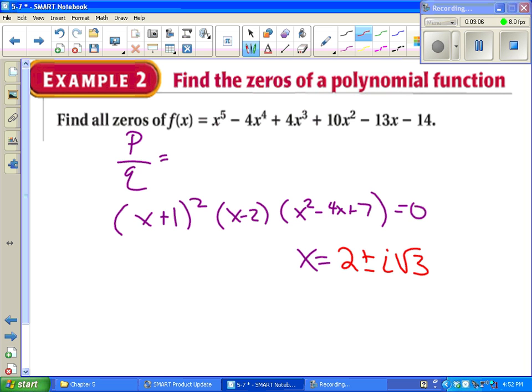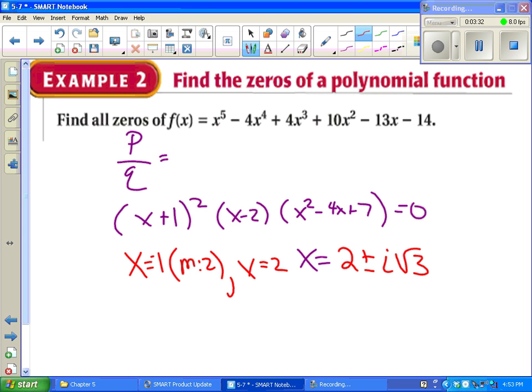The -1 worked twice. So we say x equals -1 is a zero, and the multiplicity is 2 because it shows up twice. And x equals 2. If you count them, we got 5 zeros: -1, -1, 2, 2 plus i square root of 3, 2 minus i square root of 3. You should always be able to find your 5 zeros.